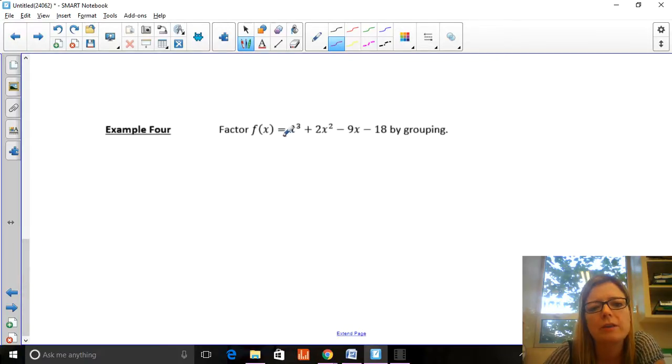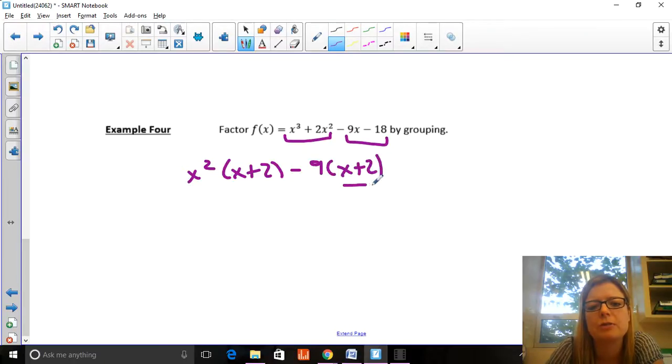If you'll recall from grade 10, factoring by grouping just means that you're looking at the first 2 terms and the last 2 terms. In this case, you can common factor out x squared and you're left with x plus 2. If you common factor out a minus 9 here, you're left with x plus 2. So I know this is working because I have a common factor of x plus 2. I can take that out, and then I'm left with x squared minus 9.